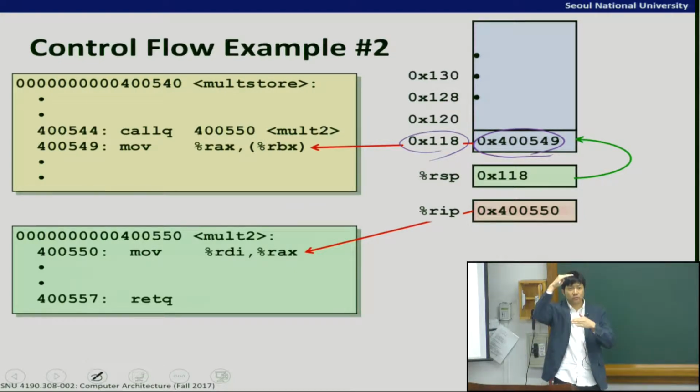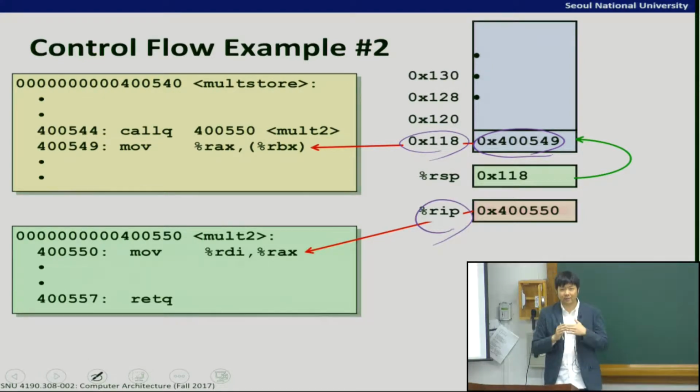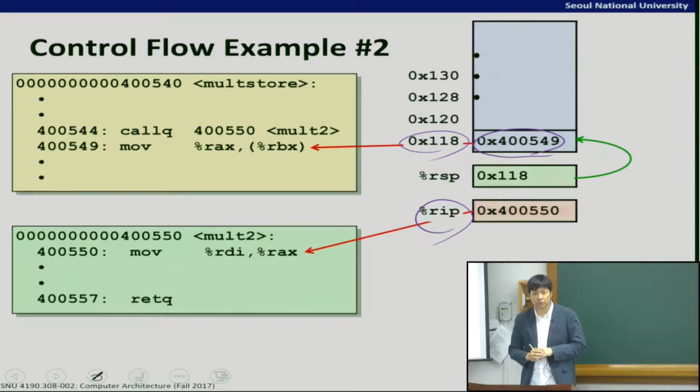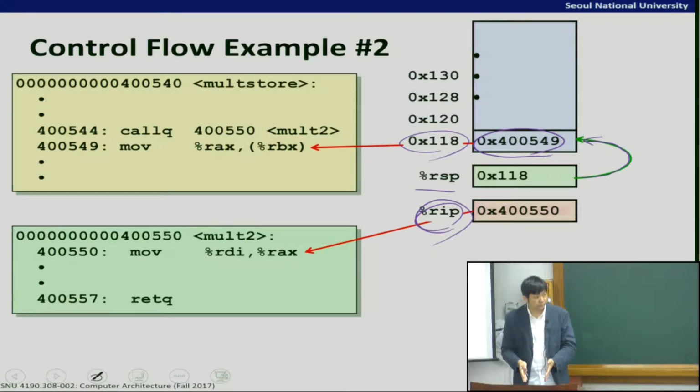And the stack pointer is updated because we just pushed a new element to the stack. So the stack pointer is decremented by 8, and the instruction pointer is updated to jump to the beginning of the mult2 function, right? So RSP is updated to now point to the return address, and RIP is updated to point to the start of mult2. That's basically what the call instruction does.